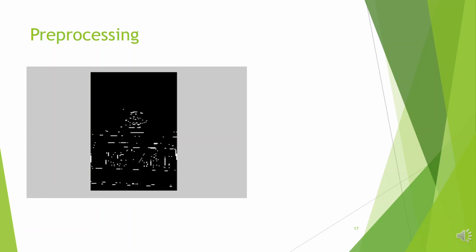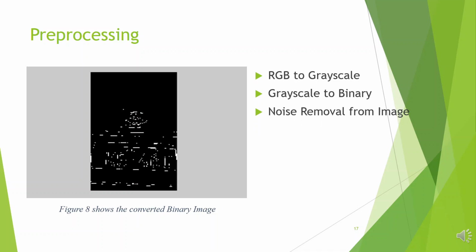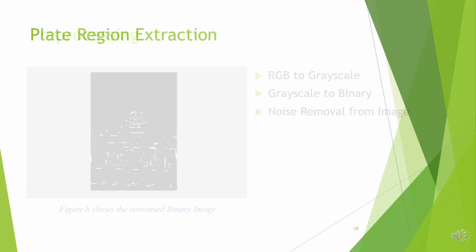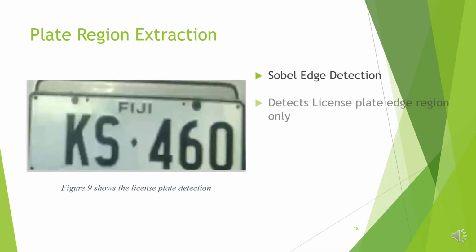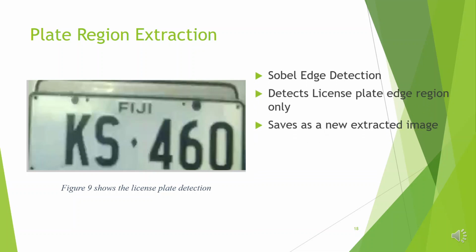Moving on, the pre-processing is the second step, which involves the conversion of the image. The RGB image that was mentioned earlier was converted to grayscale and then converted to binary using pre-processing. In this process, all the unnecessary noise is also removed. The third step is known as the plate region extraction. This step involves edge detection, where the license plate is extracted using Sobel edge detection. This process removes all the unwanted objects from figure 7 and saves the extracted license plate region as a new image as shown in figure 9.